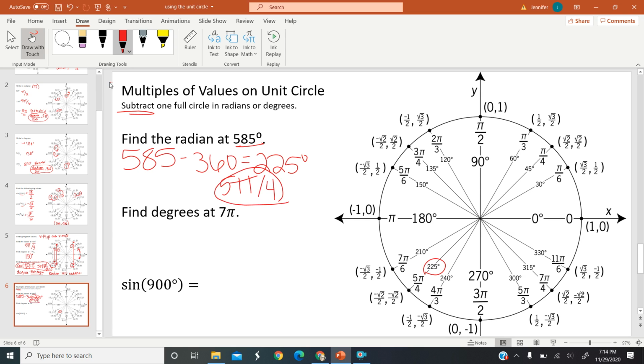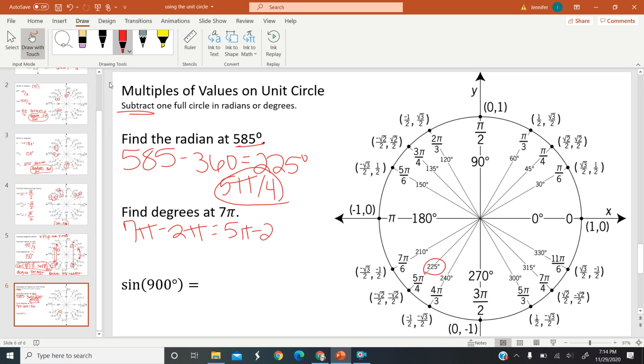But you have to get it down to a degree that is on the unit circle before you can answer it. So for the next one, it's find the degrees at 7 pi. So now I'm going to subtract one full circle in radians, which is 2 pi. So I'm going to do 7 pi minus 2 pi. That's going to get you to 5 pi. But then 5 pi isn't on the unit circle either, so I need to just keep subtracting until I get back to something that is.